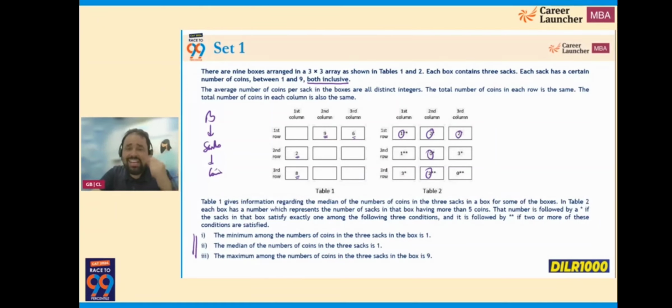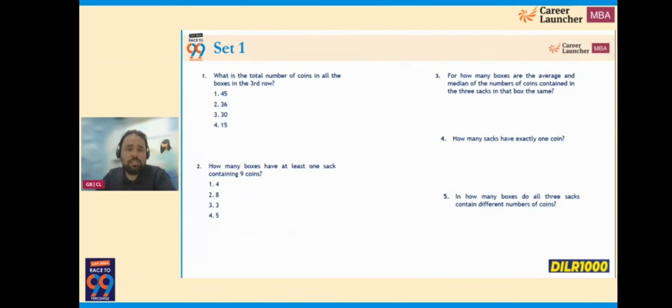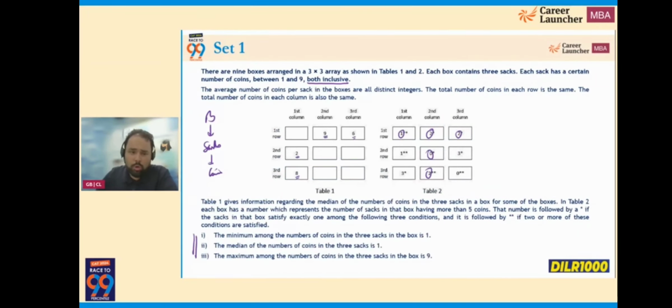The very next thing I do is I look at the question. What is the question? What is the total number of coins in all the boxes in the third row? Okay, total number of coins in all the boxes here. I know categorically that the total number of coins in each row is the same. So the number in this row, the number in this row, the number in this row is the same. Also the total number of coins in each column is the same.